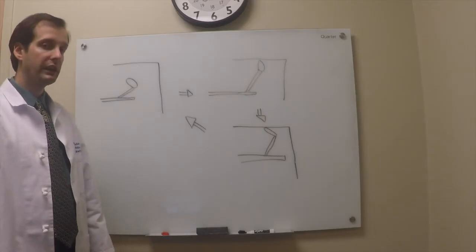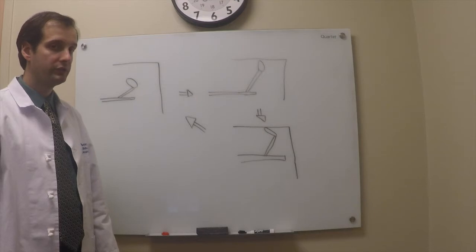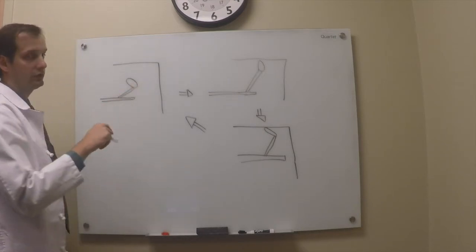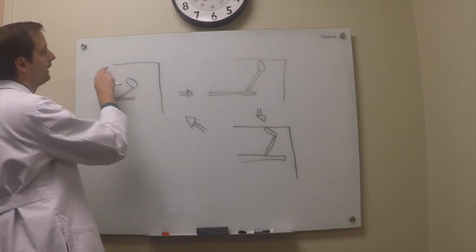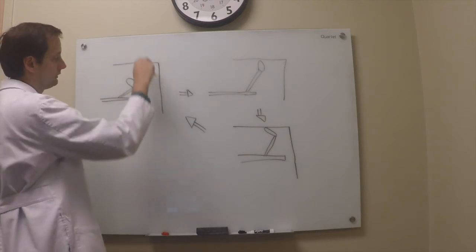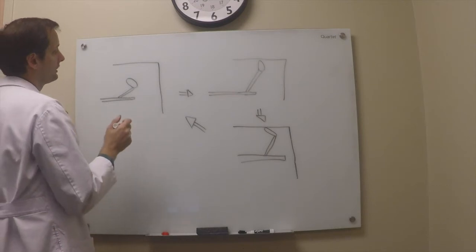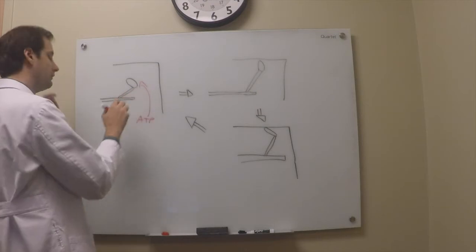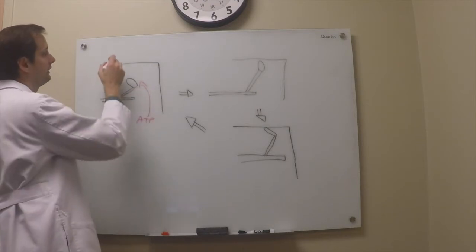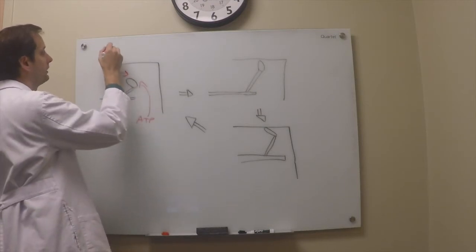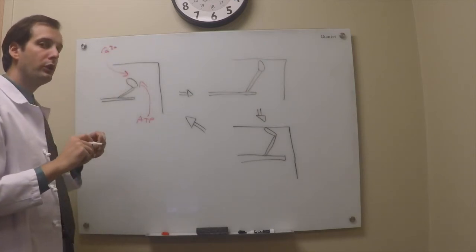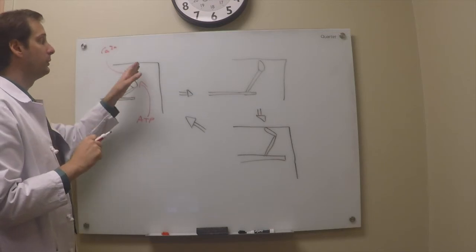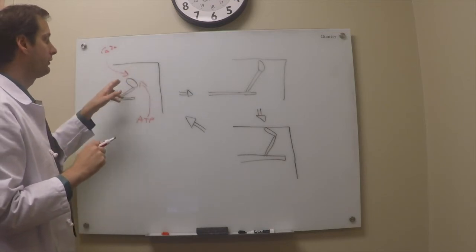Let's review the mechanism of actin-myosin cross-bridging. If we have our myosin molecule here with the myosin head in its resting state, and we have our F-actin and our alpha-actinin, which is our Z-line, the first thing that we're going to need is for ATP to come in and bind to the myosin head, and at the same time calcium is going to come in and bind to troponin C, removing the inhibitory effect of troponin I, exposing the binding site on actin for myosin to bind to.